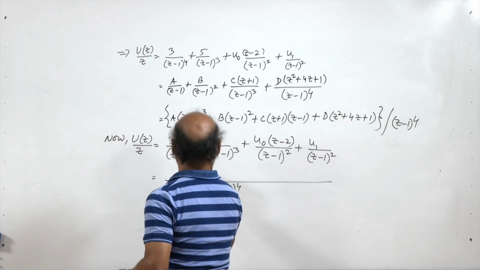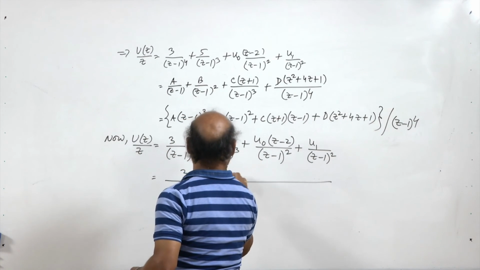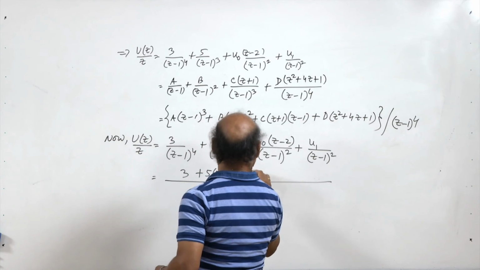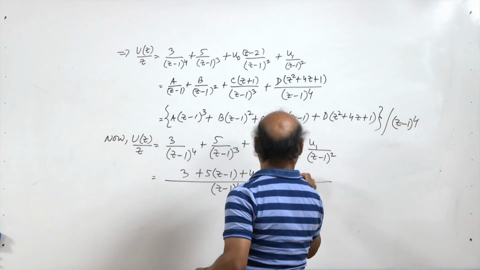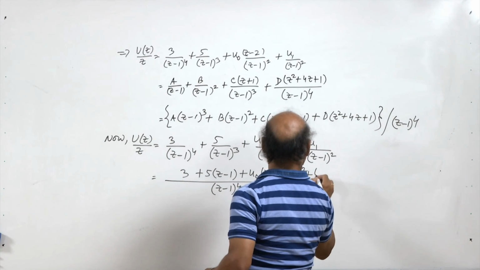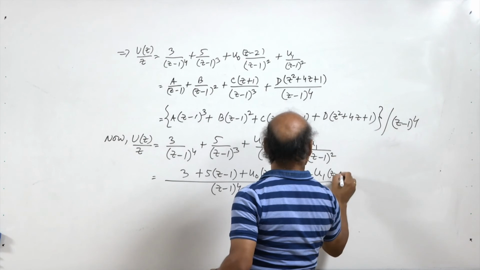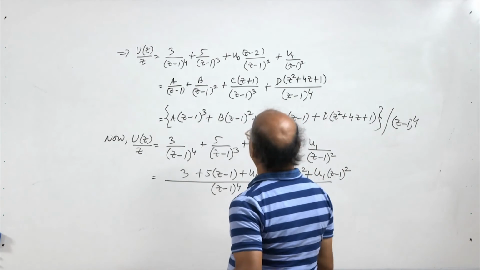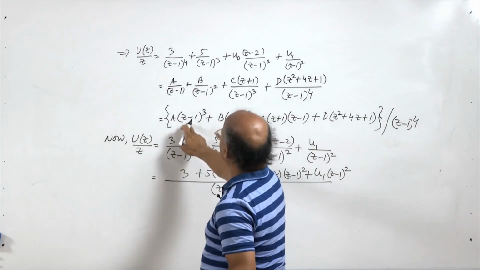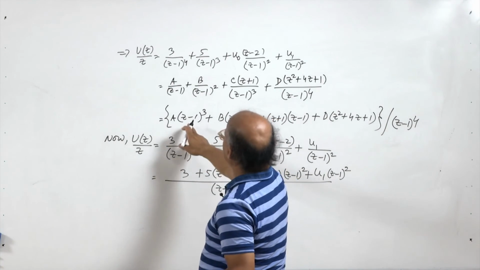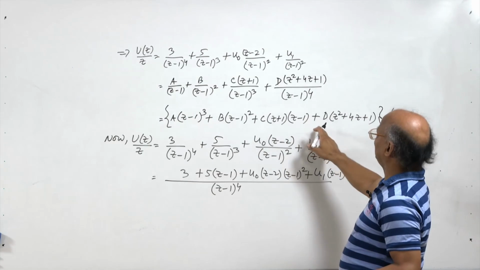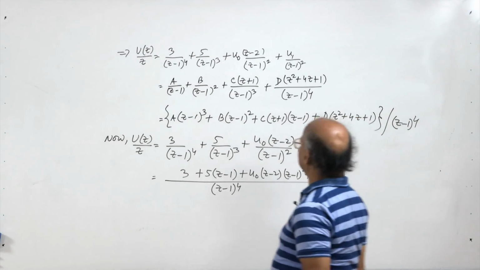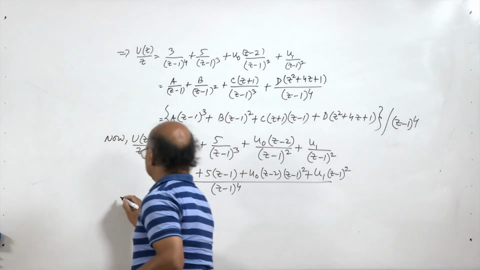So, 3 plus 5 times z minus 1 plus u naught times z minus 2 into z minus 1 whole square plus u1 times z minus 1 whole square. So, this way this is equal to this. So, we have a times z minus 1 whole cube plus b times z minus 1 whole square plus c times z plus 1 into z minus 1 plus d times this equal to the numerator here.